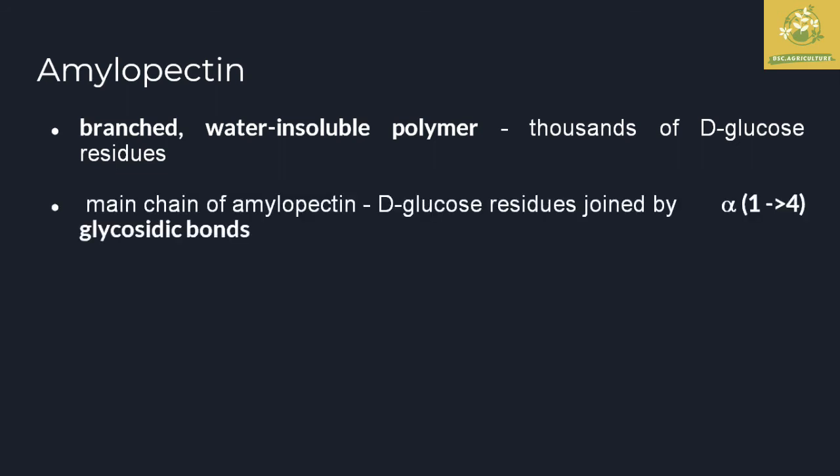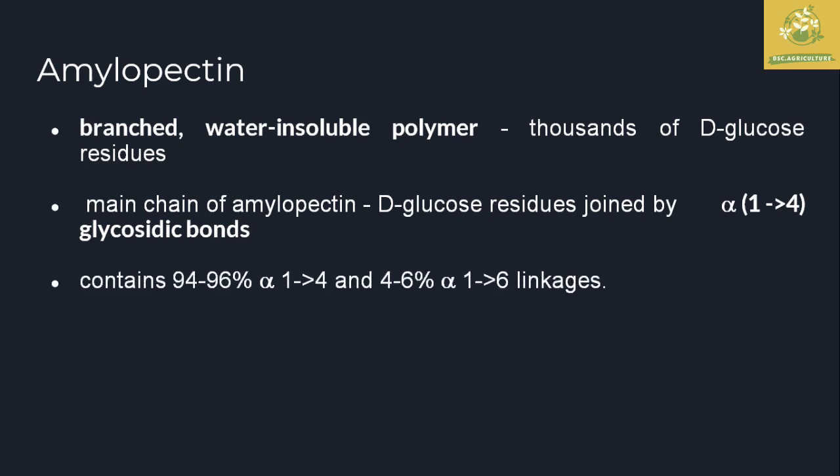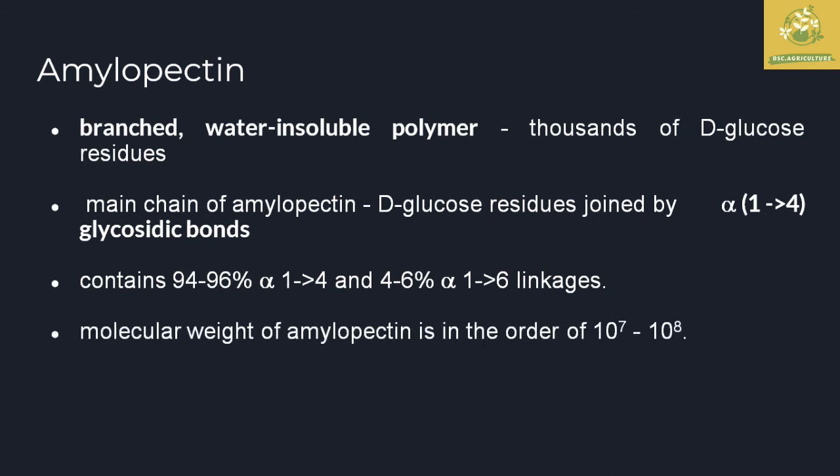and the main chain of amylopectin has D-glucose residues joined by alpha 1 to 4 glycosidic linkage, and contains 94 to 96% of alpha 1 to 4 linkage and 4 to 6% of 1 to 6 linkage. So the molecular weight of amylopectin is in the order of 10 power 7 to 10 power 8. You must remember it for the 0.5.